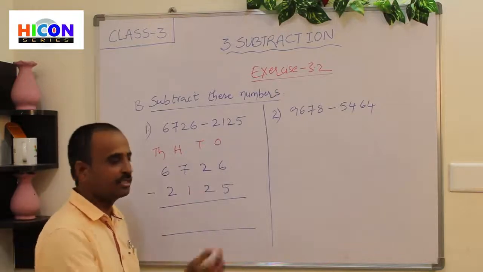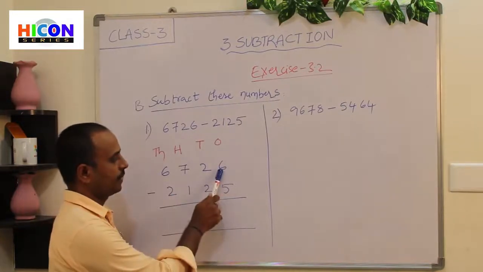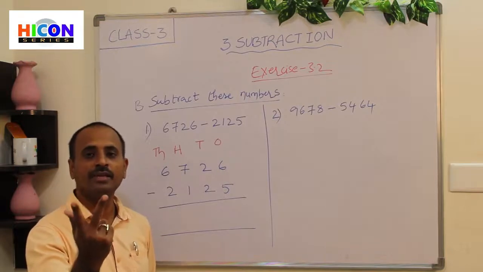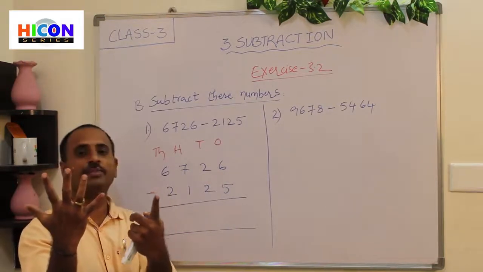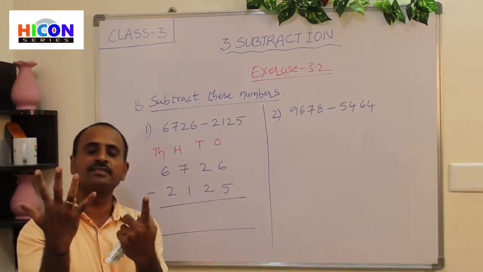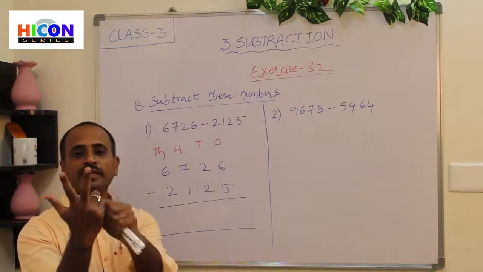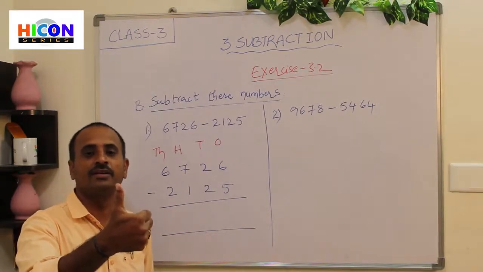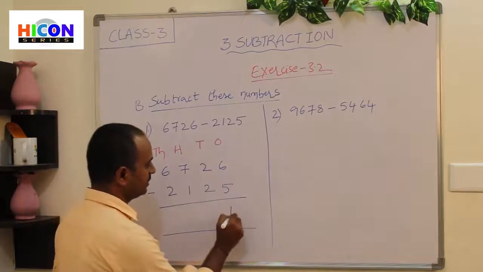So start subtraction from ones place. What is the first number here? 6. So open 6 fingers of your hand. 1, 2, 3, 4, 5 and 6. So what is the second number in the ones place? 5. So close 5 fingers among these 6 fingers. 1, 2, 3, 4, 5. So children, how many fingers are remaining? There is 1 finger remaining. So write 1 under ones place.